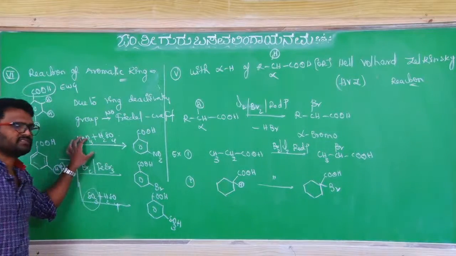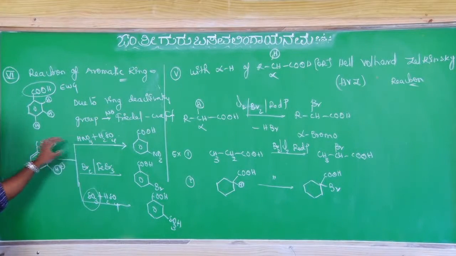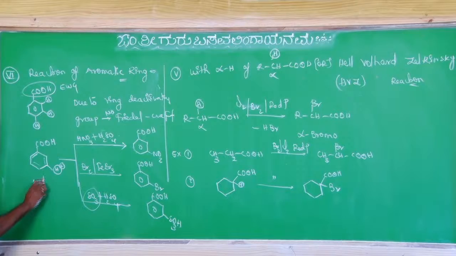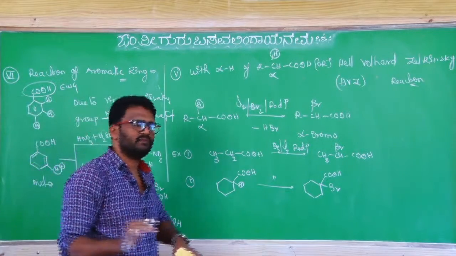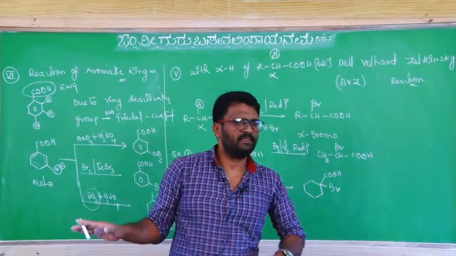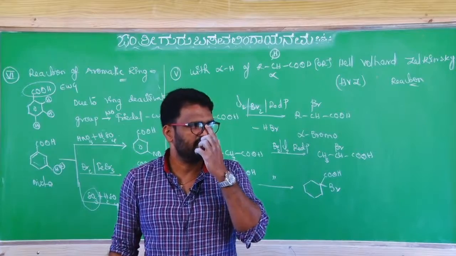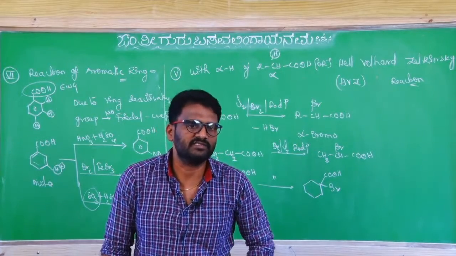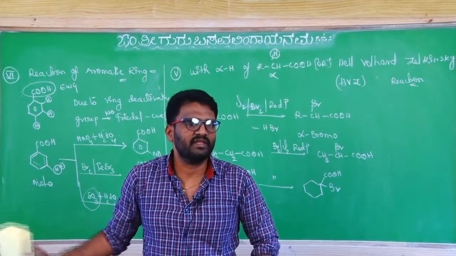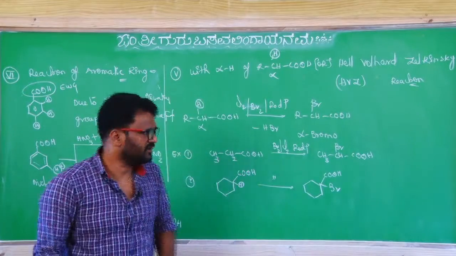So these are the products of electrophilic substitution on the benzene ring. Only meta substitution. This is only meta. Due to this deactivating nature, you will get only meta products. So these are the main important chemical reactions of carboxylic acids. Okay, these are the main reactions.